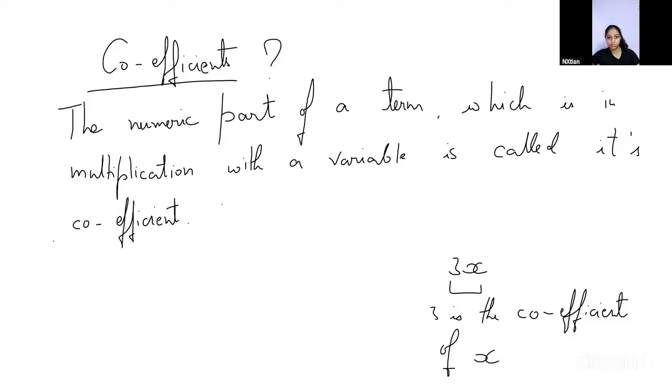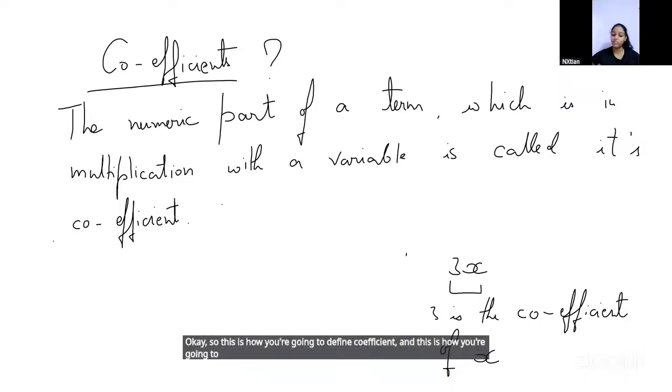And have we done this? Say again, Emma. We have done this. Yes, we have done this, Emma. Many of you all got the definition wrong. I think Emma's was correct. Nathaniel, Abraham's was a little bit off. So this is how you're going to define coefficient, and this is how you're going to give an example of coefficient.